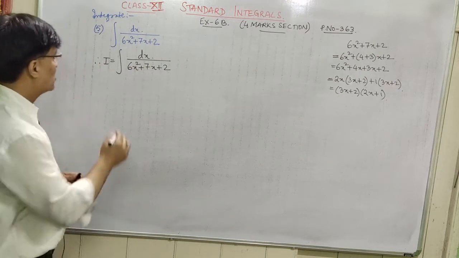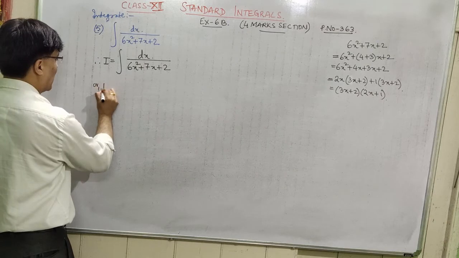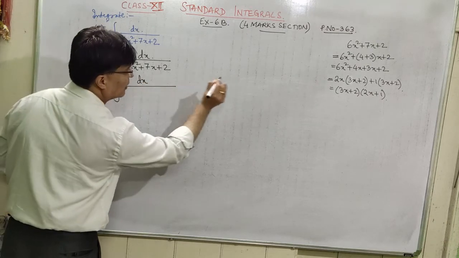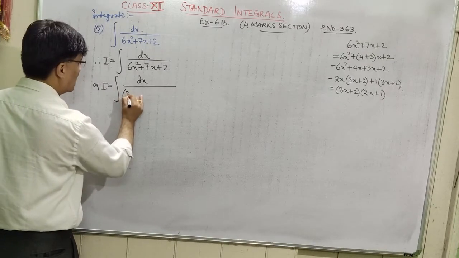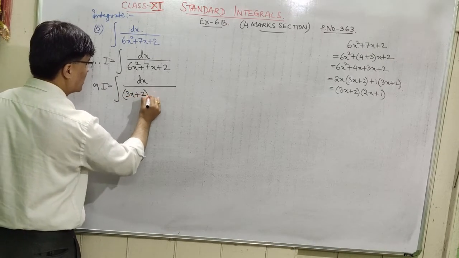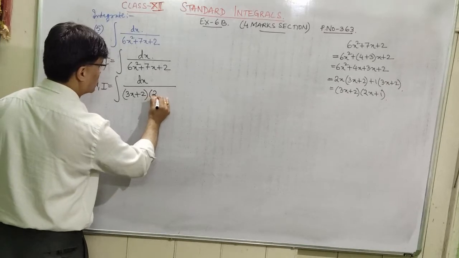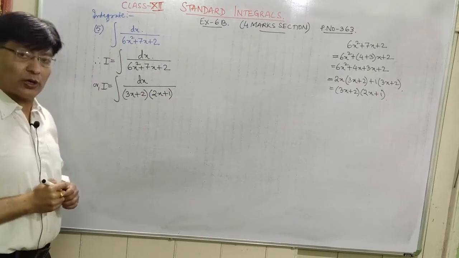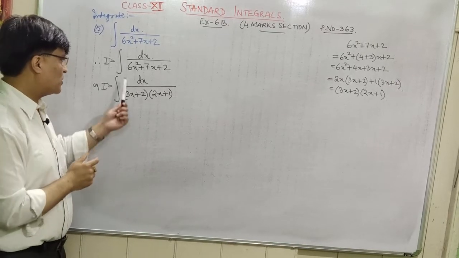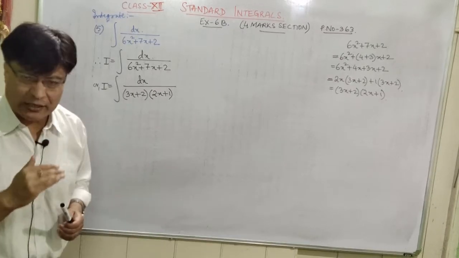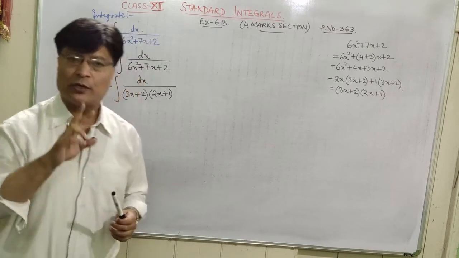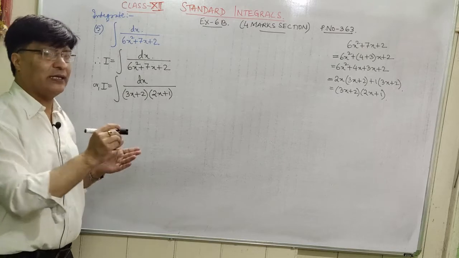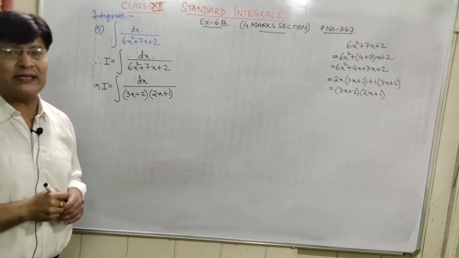Is that understood? So let us write it here. I is equal to the integration of dx divided by, what are those factors? It is 3x plus 2 into 2x plus 1. Is that clear to all of you? So this is the fraction and these are the two factors. You can convert into partial fraction form, that is the sum or the difference of two fractions, so that you can easily separate the integral and then integrate it.